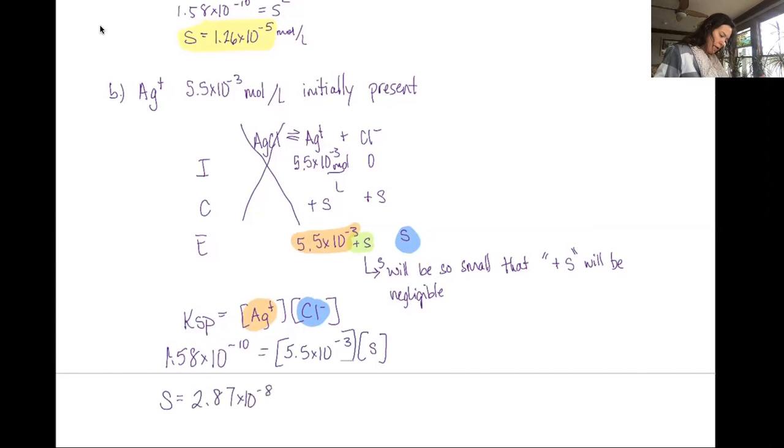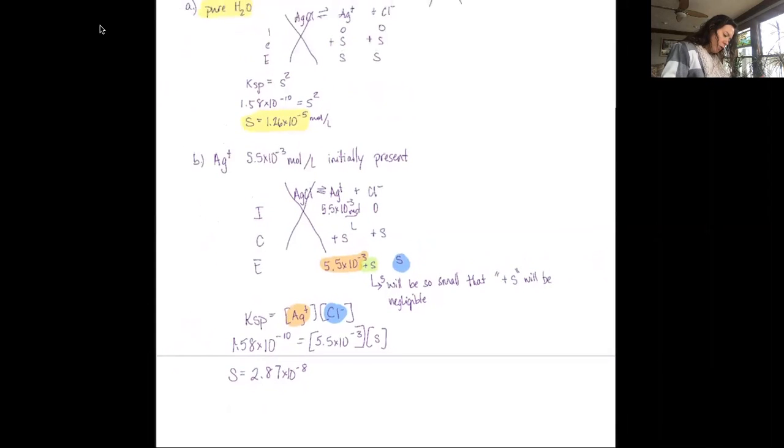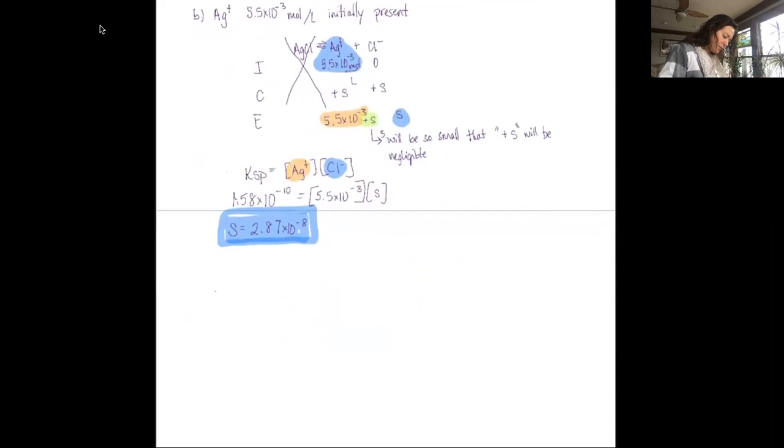Okay? So what do we notice? We notice that when we have the presence of the common ion, silver ion, that we have a decrease in the molar solubility from pure water, where we were at in the negative 5, to the presence of the common ion, we are now in negative 8.